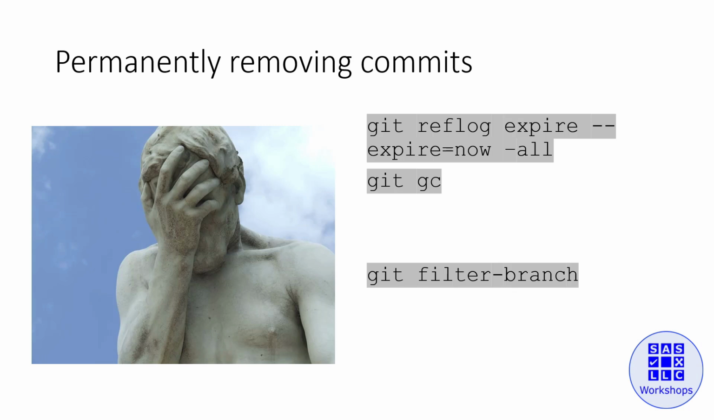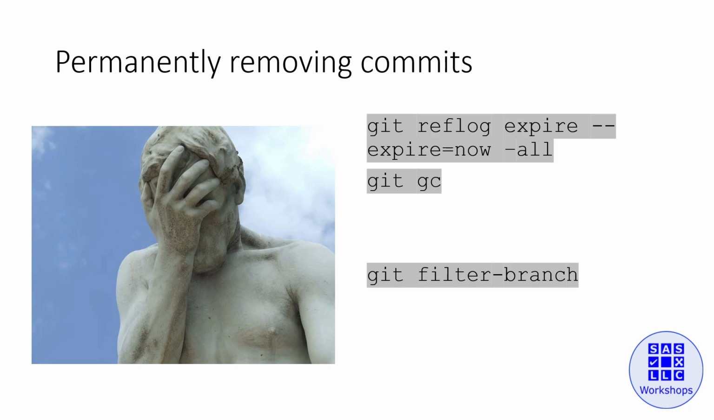Sometimes we intentionally want to get rid of commits. For example, perhaps we accidentally committed a really large file, like a data file with several gigs in it. Or maybe we committed a sensitive file that contains some passwords. We don't want those floating around in our Git repository. So we do a reset to undo that commit. But that commit and its contents are still floating around.